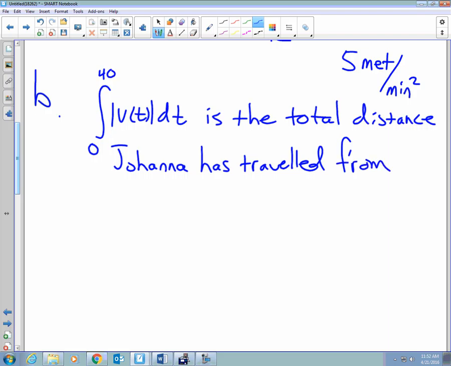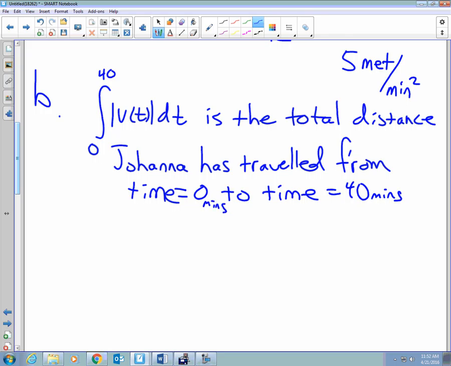from time equals 0 to time equals 40. And is it minutes? Okay, so again, when I first did a problem like this and I scored myself, I wrote total distance. I didn't say anything about the 0 to 40. You have to make a statement about the 0 to 40.